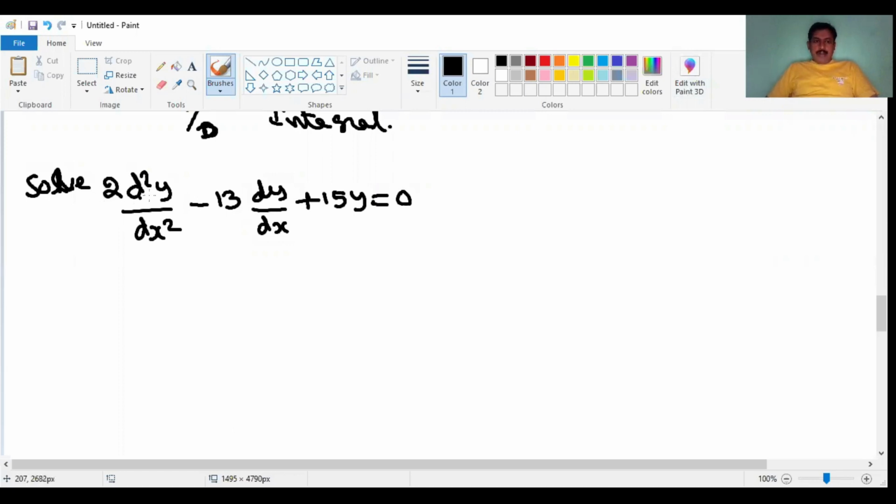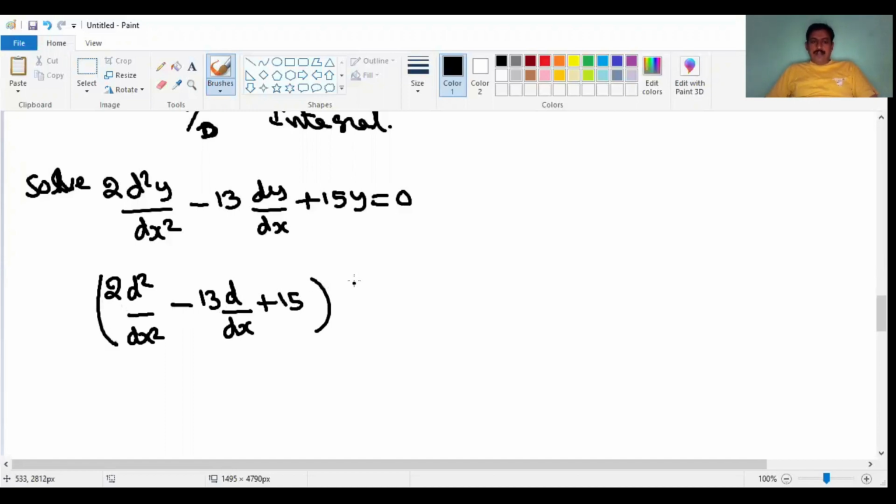So it is a second order differential equation. It is of the homogeneous form since your right hand side is 0. Now first we are going to write this in the form of a differential operator. For that I am going to take y common in all the terms. So we will get (2d²/dx² − 13 d/dx + 15) y = 0. We know that d/dx is capital D. I can write this as (2D² − 13D + 15) y = 0.